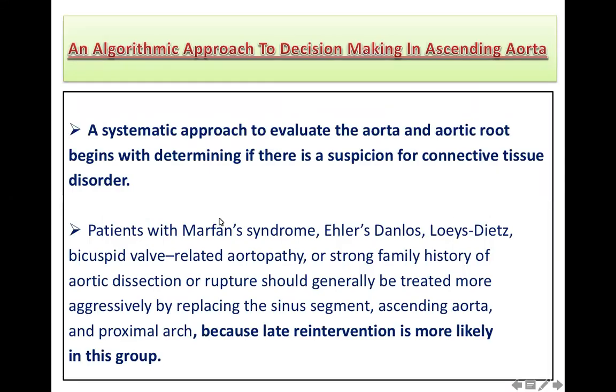This is an algorithmic approach to decision-making in ascending aortic aneurysm, a systematic approach to evaluate the aorta and aortic root, beginning with determining if there is suspicion for a connective tissue disorder. A patient, for example, with Marfan or bicuspid valve-related aortopathy or a strong family history of aortic dissection or rupture should generally be treated more aggressively by replacing the sinus segment, the ascending aorta and proximal arch, because late reintervention is more likely in this group.